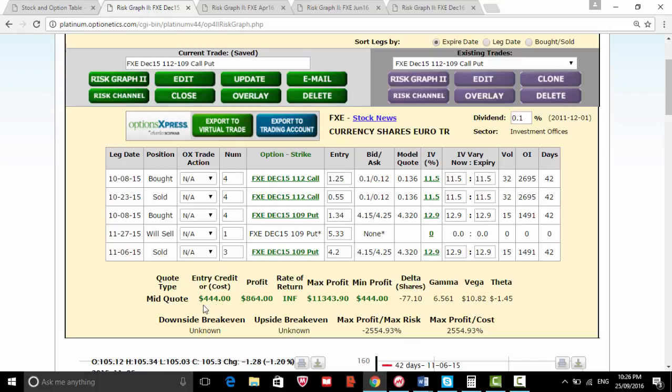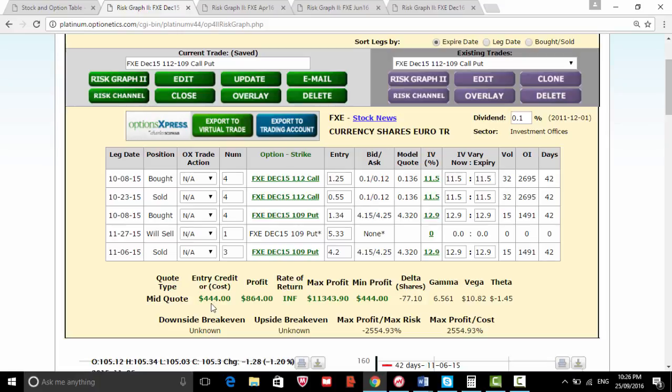So I've locked in a profit of $444, which is almost 50% of my entry cost. My entry cost was around about $1,000. Now, no matter what happens with this particular trade, whether the euro goes up or down, I've locked in this profit. This profit cannot be taken away from me because I had an open position of 4 put options. I've now just sold 3 of them, which leaves me with 1 open put option, which will continue to increase my profits as the euro continues to fall.